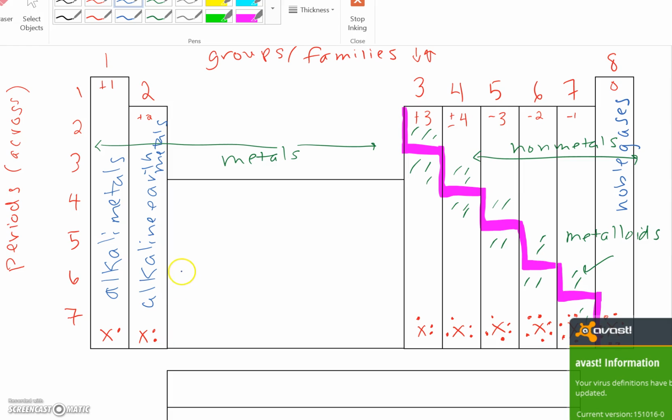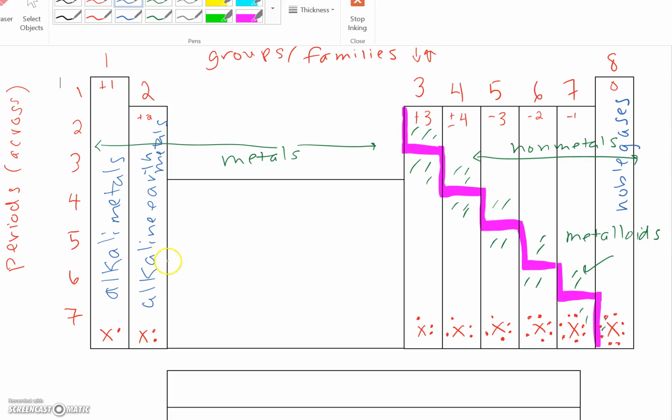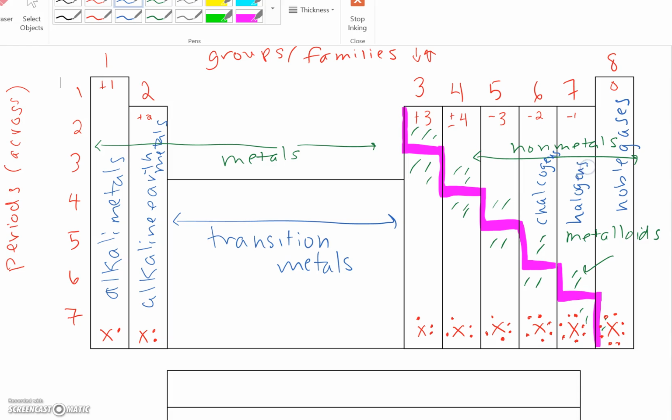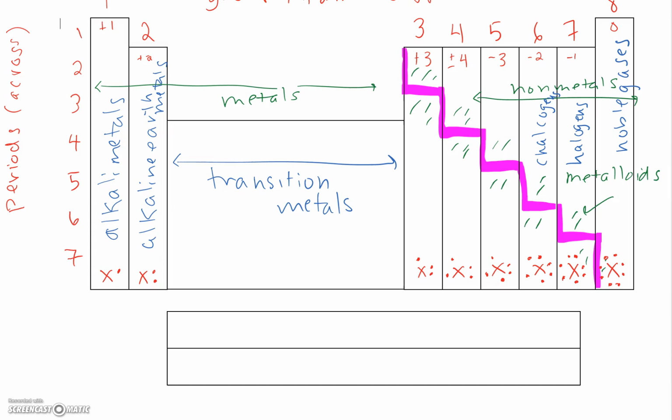This group in here, from here to here, are referred to as the transition metals. These guys here don't really have a name. They're just group 3, group 4, group 5, but we call this group the chalcogens. And we call this group the halogens. So we have chalcogens, halogens, noble gases.